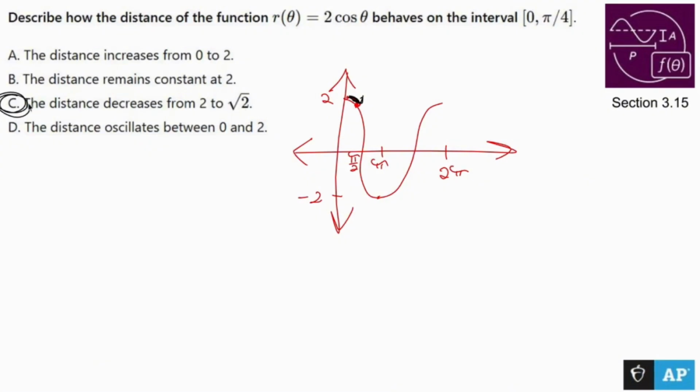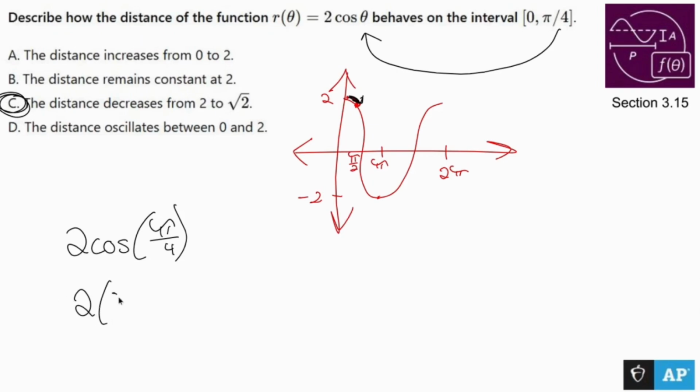Now let's see where they get the root 2 from. So, I'm assuming we just plug in pi over 4. So 2 cosine pi over 4. The cosine of pi over 4 is the x value of pi over 4, so that's root 2 over 2. So that's 2 times root 2 over 2, which simplifies out to root 2. That's interesting.